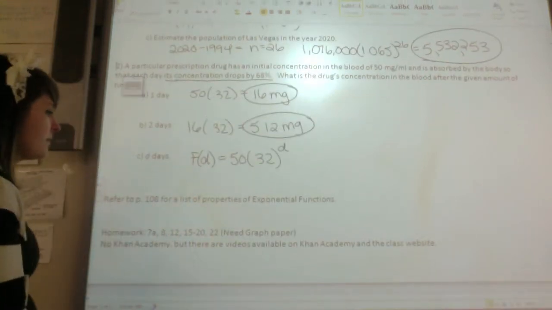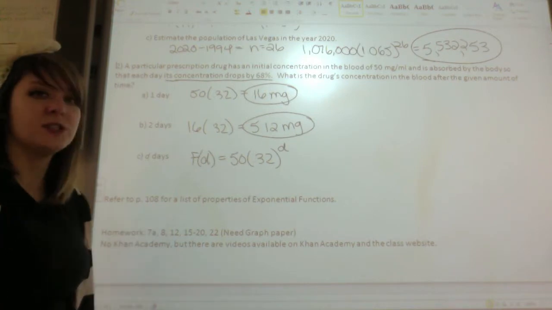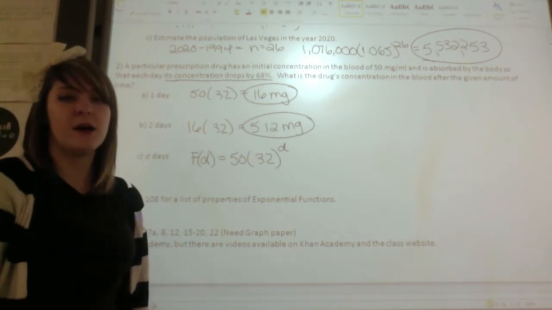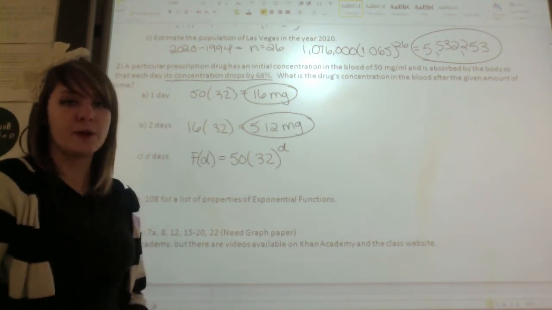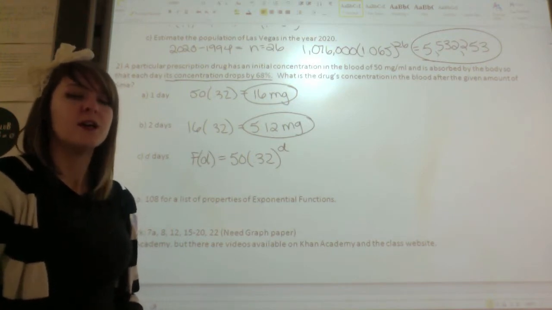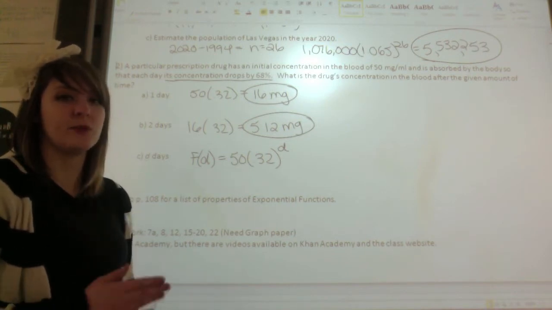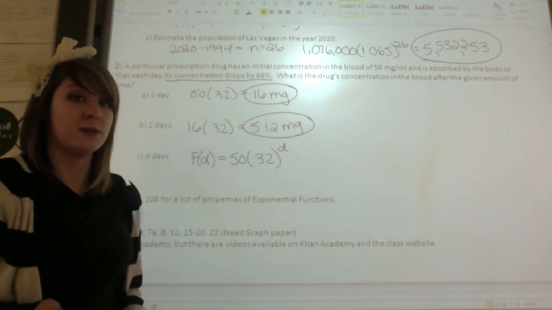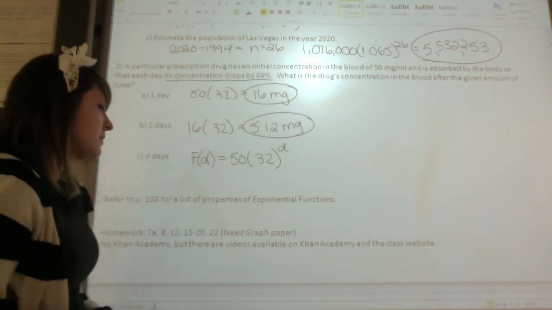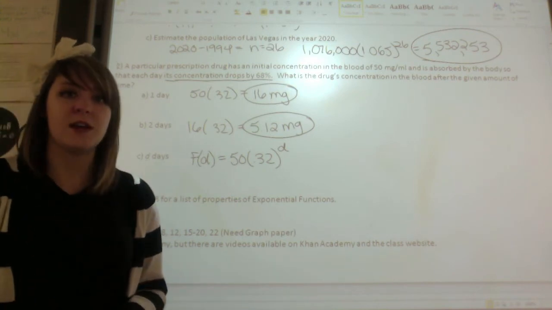Alright, you can also refer to page 108 for a list of properties of exponential functions. Basically, we've talked about exponent properties and things like that. There are just certain properties about exponential functions that you might want to take note of, especially things like asymptotes and certain points that exponential functions always go through, what your a value really means, where it is on your graph, things like that. Okay, and then we've got the homework down here. So that's everything for section 4.